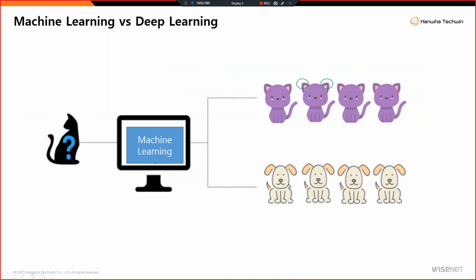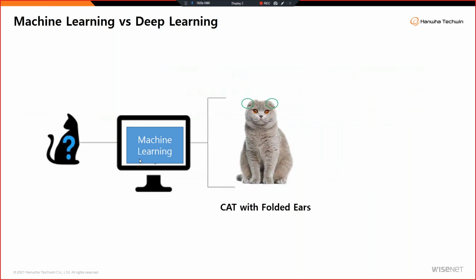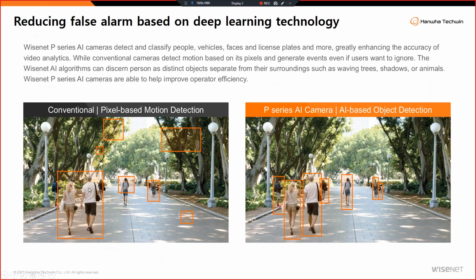So there is a problem with machine learning. So how does it work in CCTV? You will tell the camera a person should have hands, legs, feet.